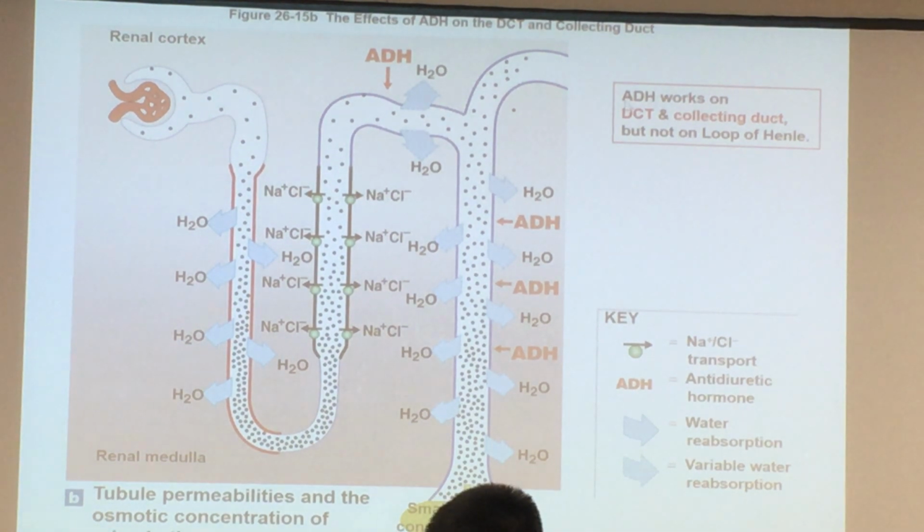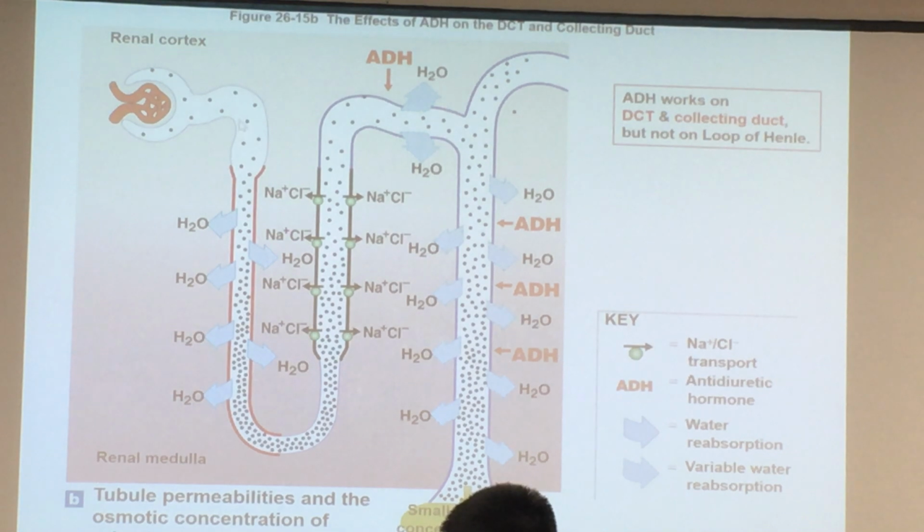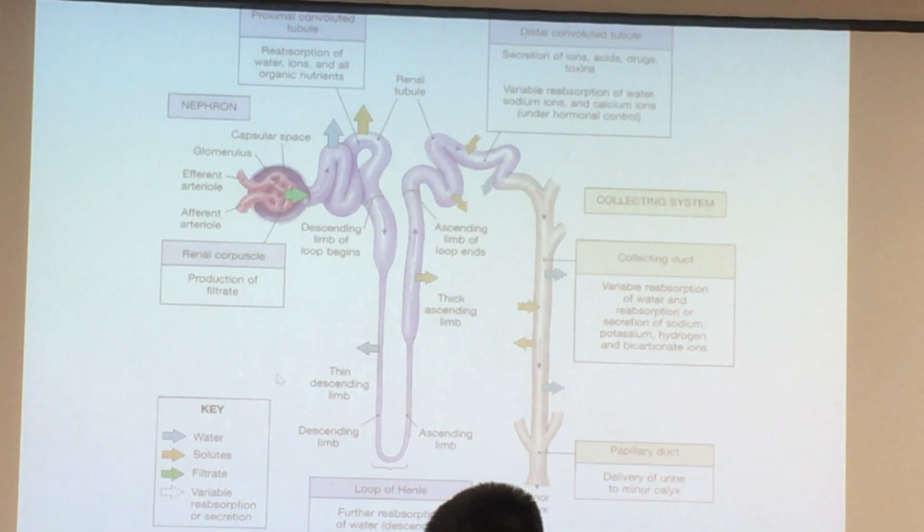And this one is important. ADH works on the last step to take out water, and so the urine will be more concentrated. ADH does not work on the PCT, does not work on the loop of Henle. And definitely this one will be my test question. Okay. All right. So this one is just a summary.